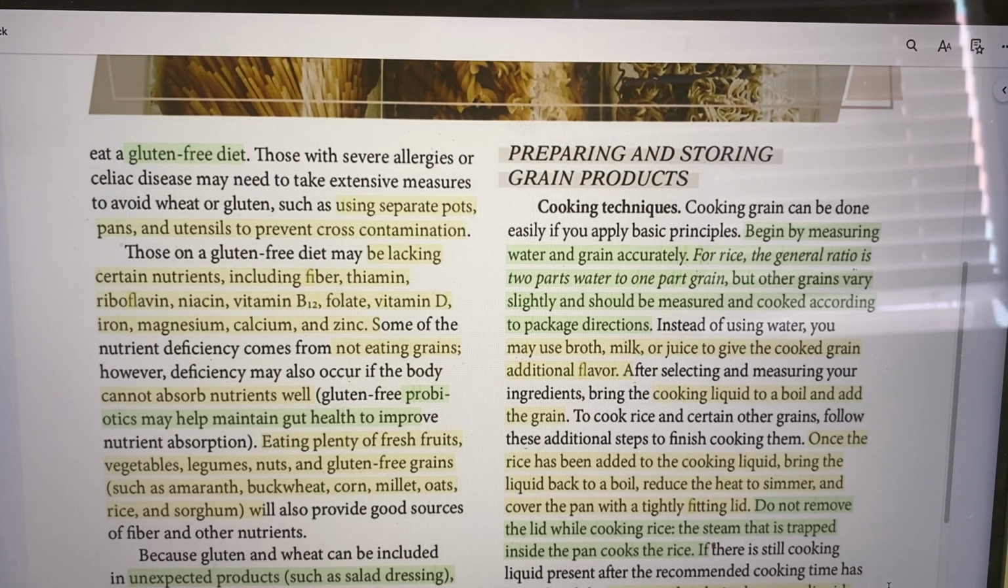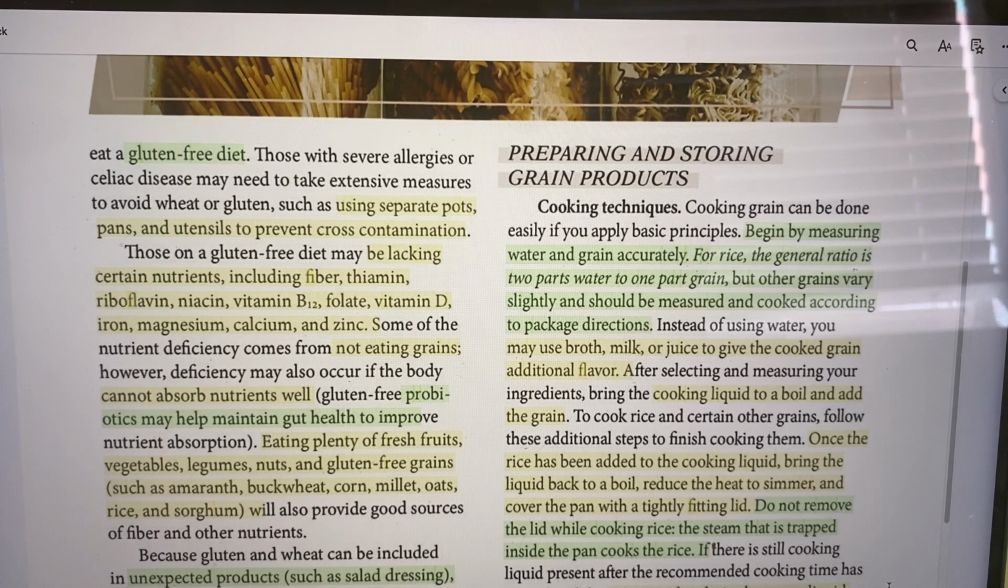Instead of using water, you can use broth, you can use milk or juice to give the cooked grain additional flavor. So you can say, well, it says water, well, maybe I'll use milk. Or how about I'll use some chicken broth, and that may make it just even better, taste better.